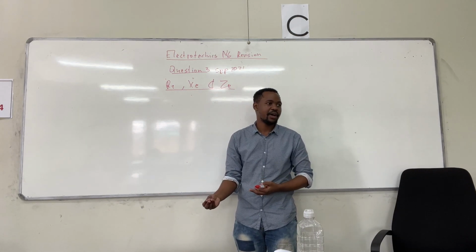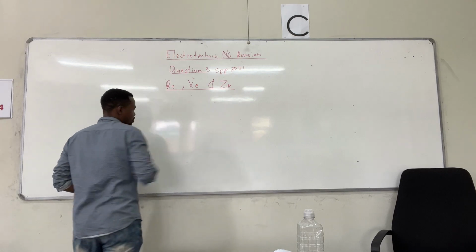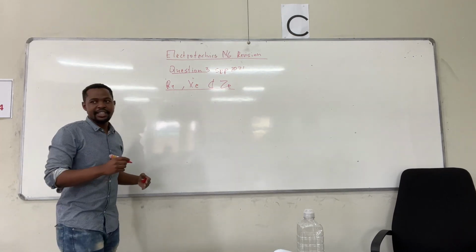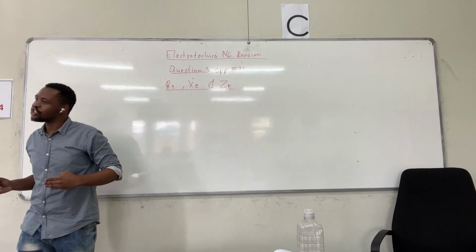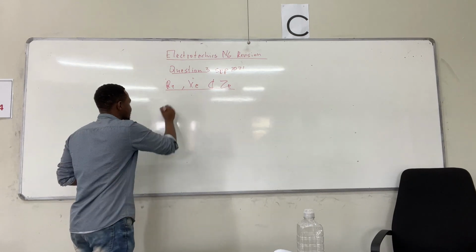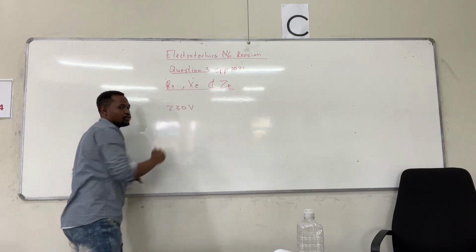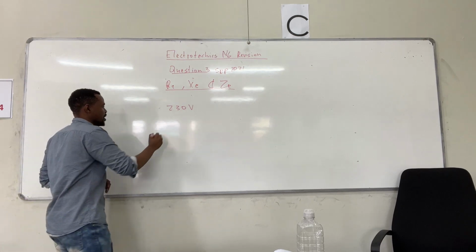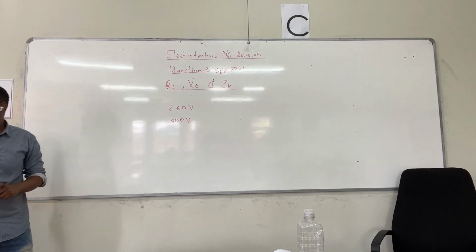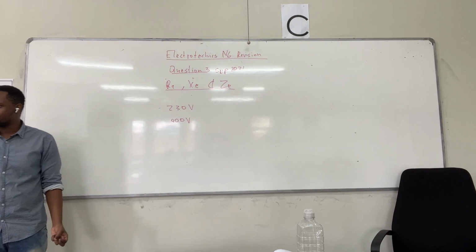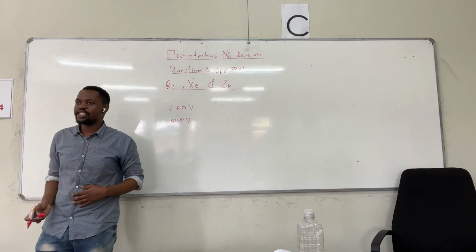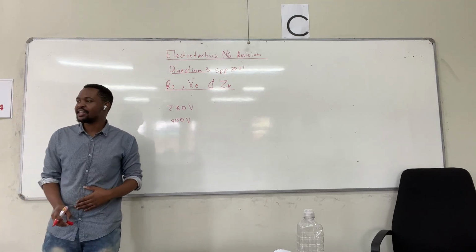Why? Because maybe the transformer that is supplying these premises has poor voltage regulation, meaning that instead of getting 230 volts, you get 400 volts. I'm making an example. So if you plug in your charger, it will burn immediately because of the poor voltage regulation of the municipal transformer.